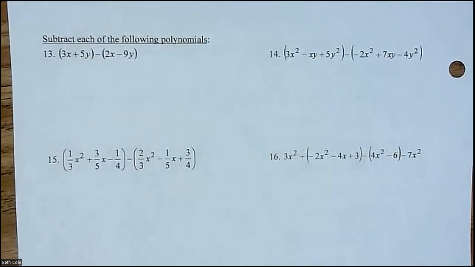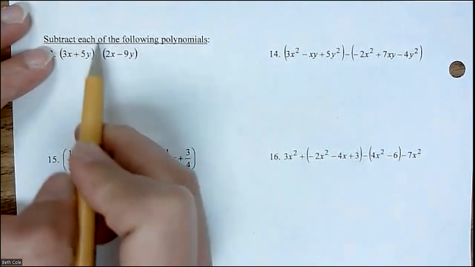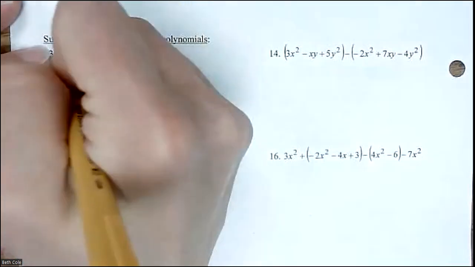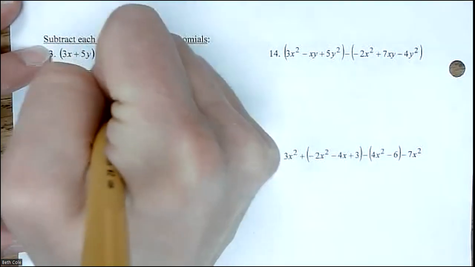So on this side of the paper, we're going to subtract instead of add. Instead of a one-step problem, these will be two-step problems, okay? The first thing that you're going to do is just write down the first part. So see how that says 3x plus 5y? I want you to literally just copy it.